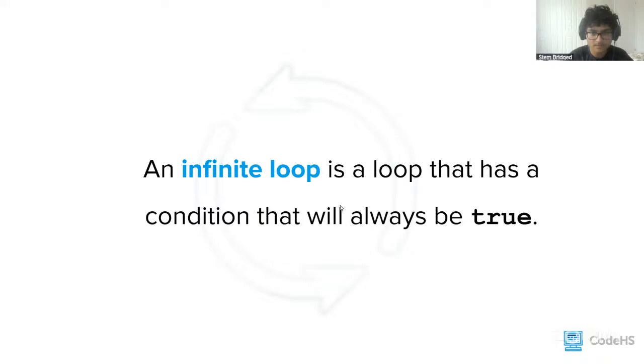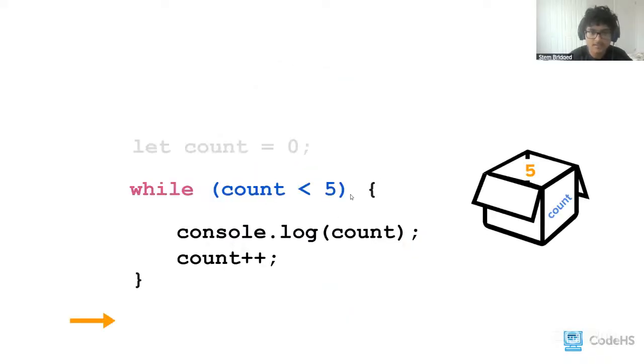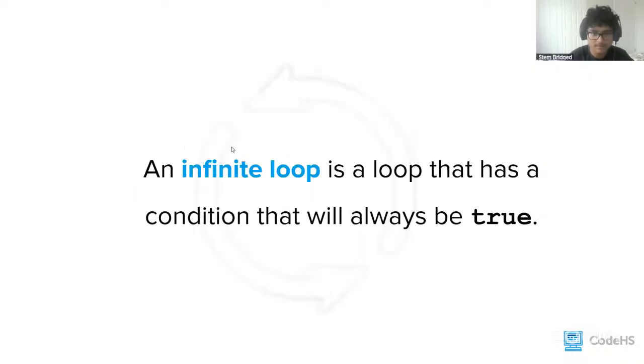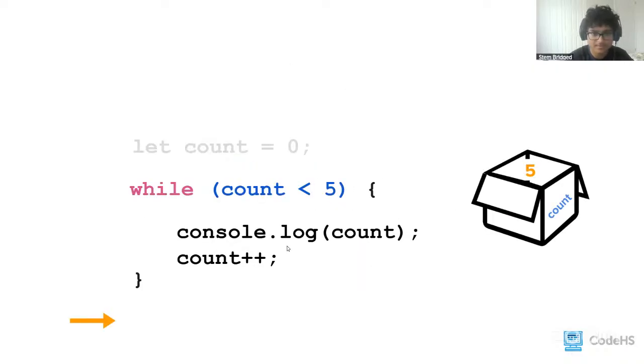So an infinite loop is a loop that has a condition that will always be true. In the last loop you saw, the loop eventually became false because count was 5 and 5 is not less than 5. But it can be an infinite loop too. Imagine you don't have this line that increments count, then it's just going to keep repeating, and count is never going to reach 5.